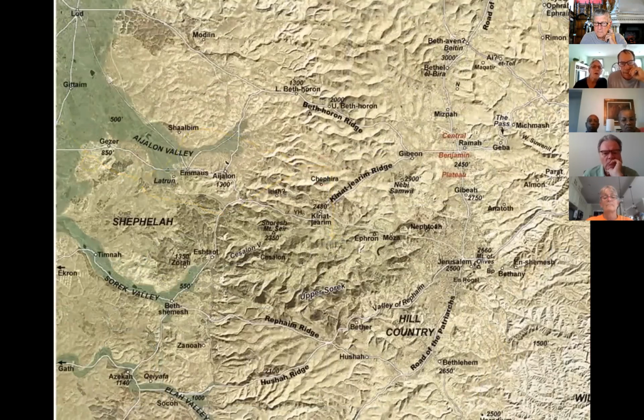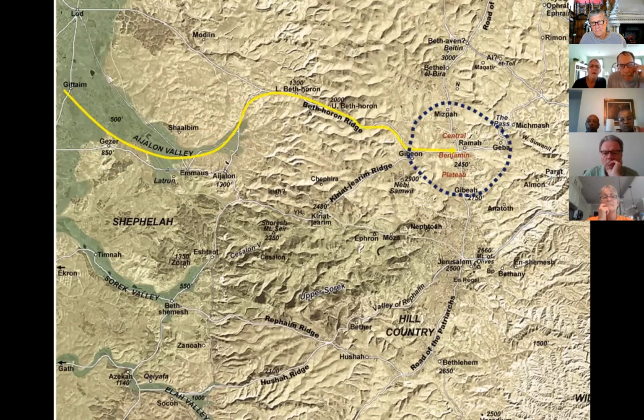On map 1-8, review the two routes that approach Jerusalem from the west. The first route travels through the flat Ajalon Valley plain and then ascends into the hill country on the Beth Horon Ridge. It comes into the central Benjamin Plateau at Gibeon and joins the hill country watershed at Ramah. From Ramah, the route turns south on the Road of the Patriarchs, passing Gibeah to Jerusalem.